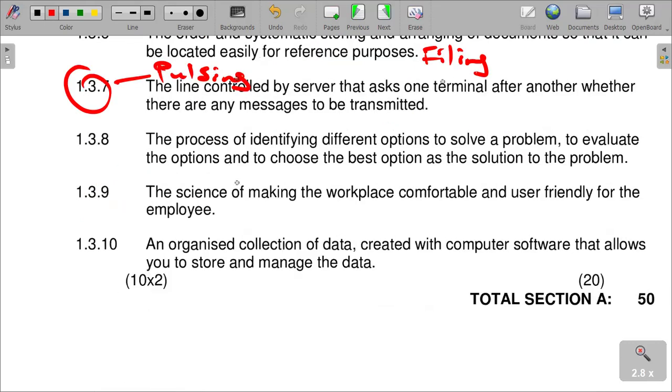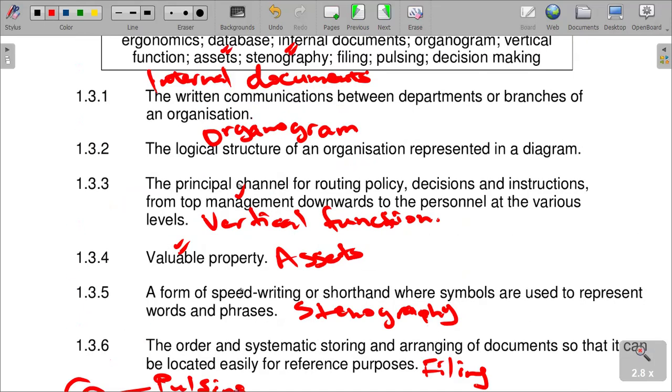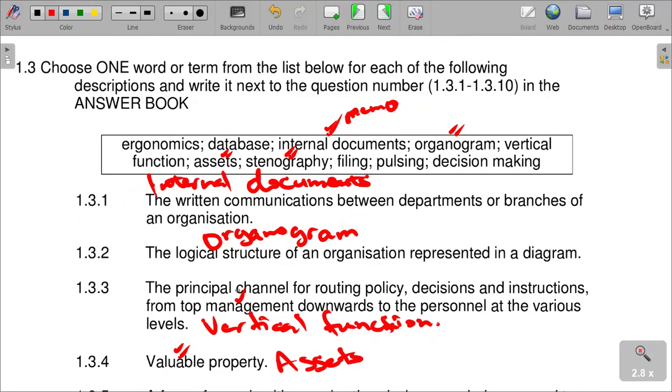The process of identifying different options to solve a problem, to evaluate the options and to choose the best option as the solution to the problem. When we are to identify different options to solve a problem and evaluate options and choose the best alternative as a solution to the problem, against this, we talk about that in terms of what?